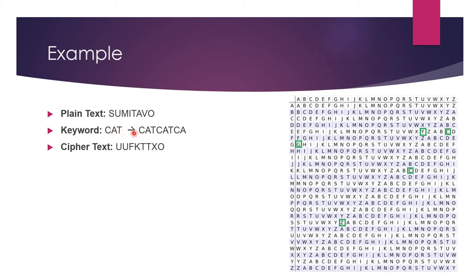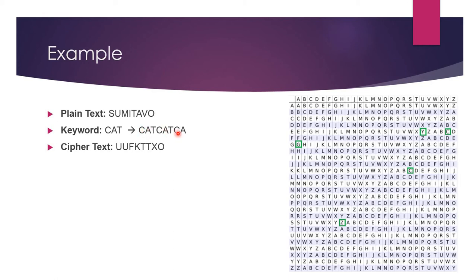Okay, so what happens is that, first of all, if the keyword is a small number of characters, like over here it's 3 characters, we have to repeat this keyword until it matches the length of the plain text that you are trying to encrypt, guys. Over here the plain text Sumitavo is a number. How many characters are there? 1 2 3 4 5 6 7 8, 8 characters. So you can see over here the word cat is repeated so that it reaches a length of 8 characters, guys.